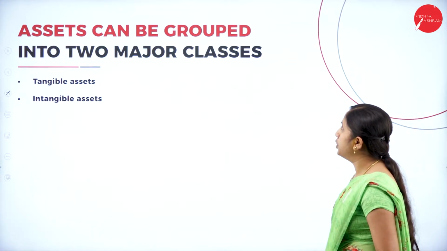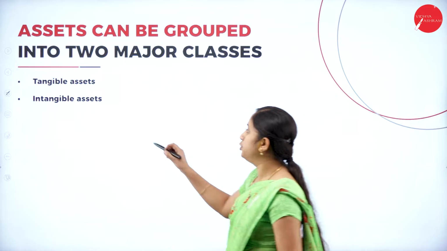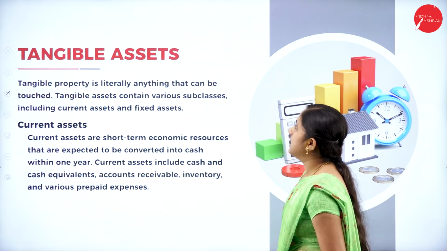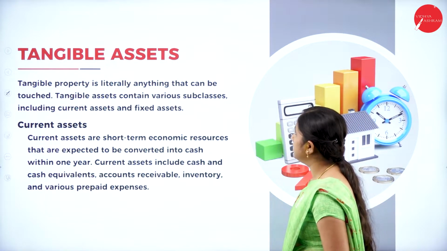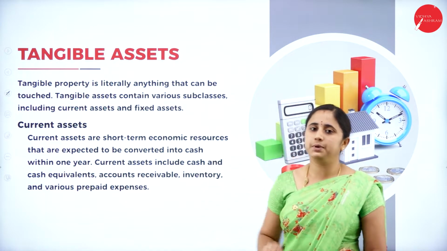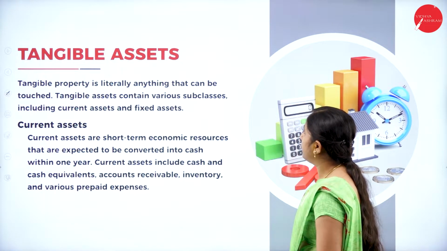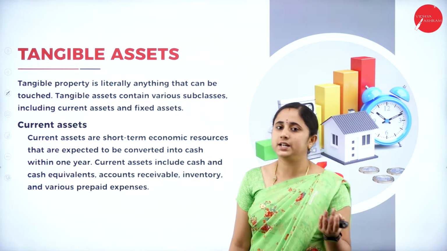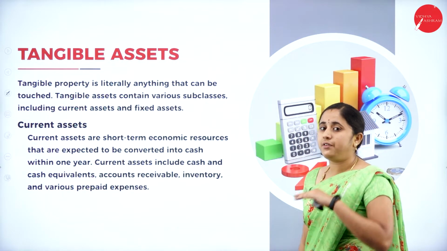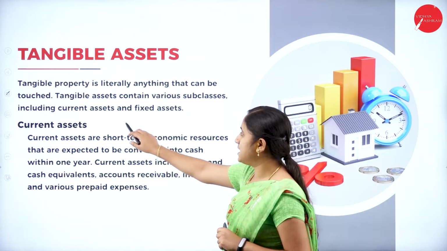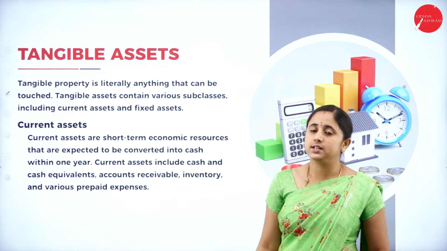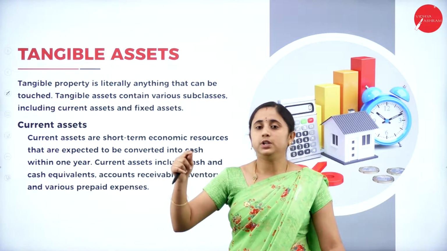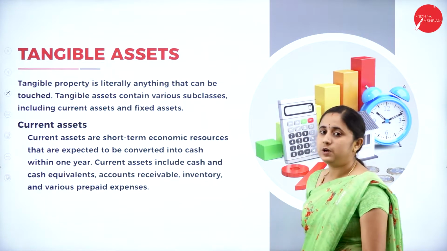Assets can be grouped into two major classes: tangible assets and intangible assets. Tangible assets are literally anything that can be touched. Tangible assets contain various subclasses including current assets and fixed assets. Tangible means which we can touch and see. So it can be further classified into two subclasses, that is, current assets and fixed assets. Under assets you have two classes, tangible and intangible. Under tangible you have two subclasses, current and fixed assets.